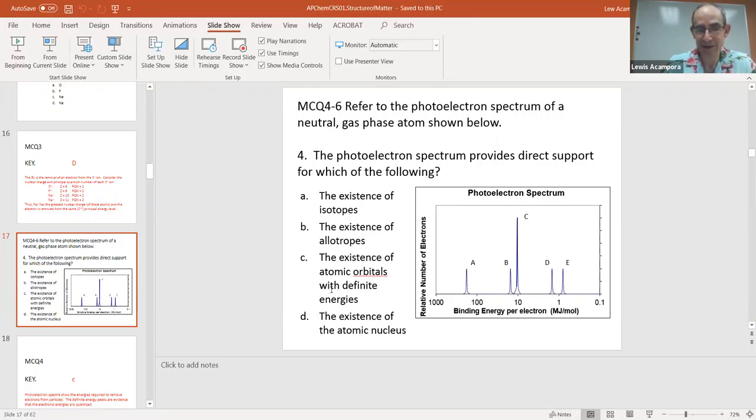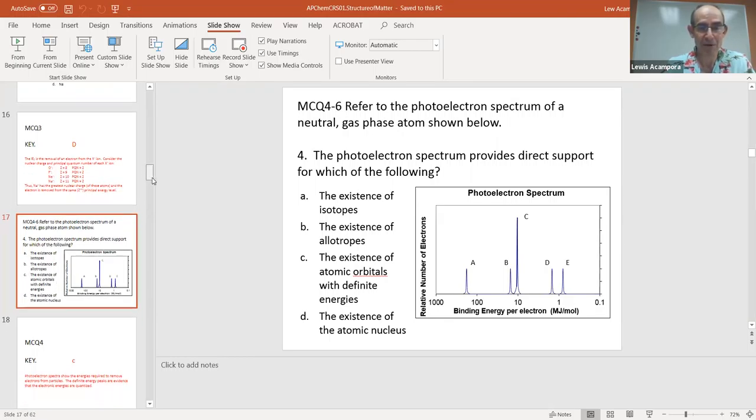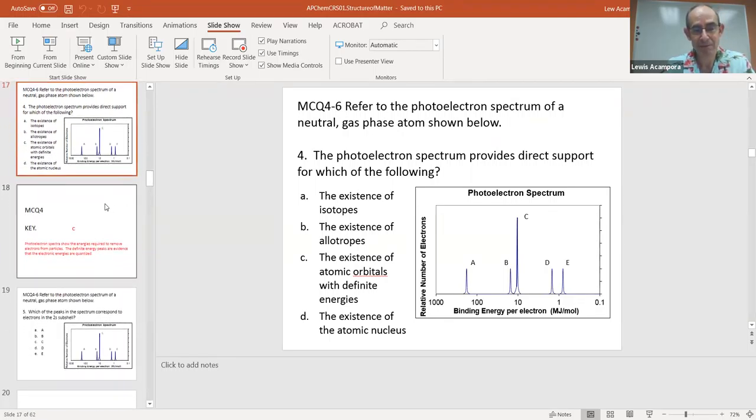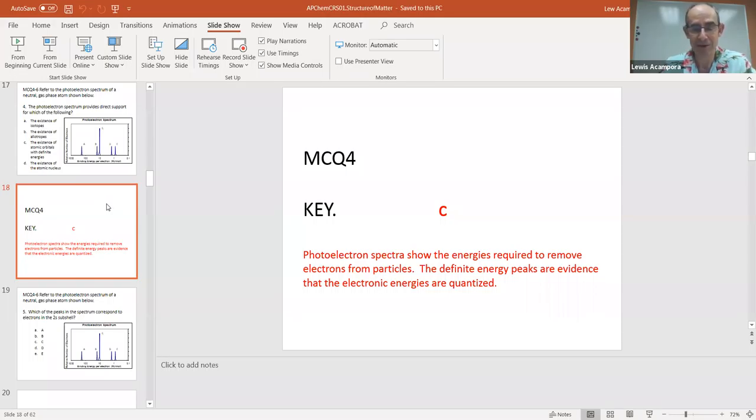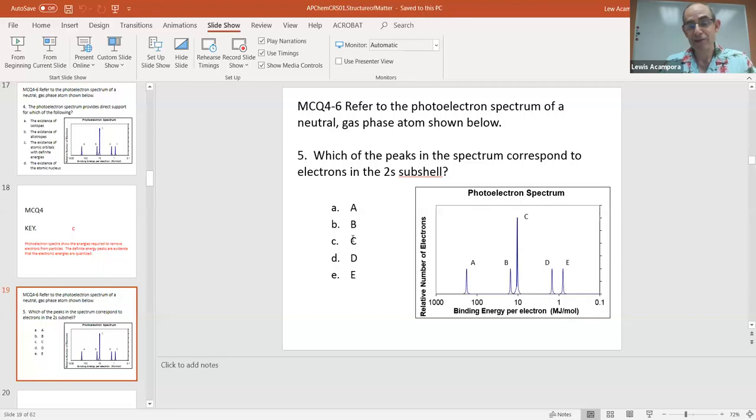To look at this question, and maybe you've all had a chance to read this question, the answer is very certainly C, that photoelectron spectra are good evidence that atomic orbitals with definite energy levels exist. Anyone who is familiar with the periodic table might have guessed that. That's the only way to explain the periodic table. But this is why photoelectron spectra are important. I think we've already answered this question in my little dissertation.